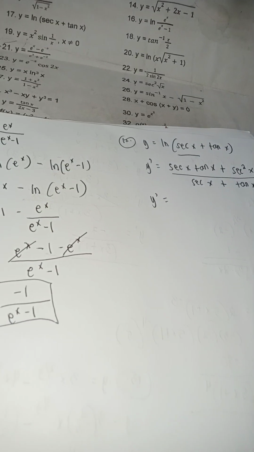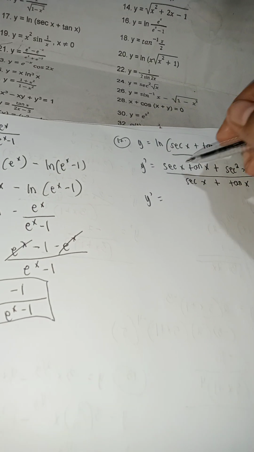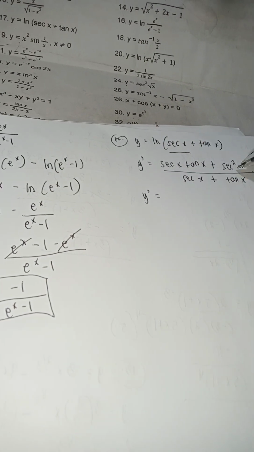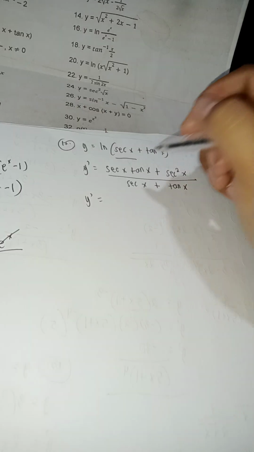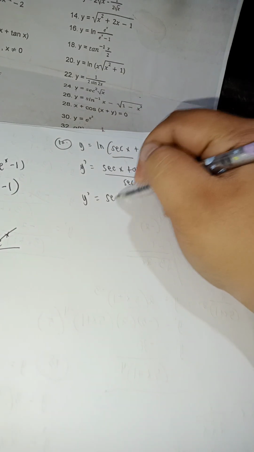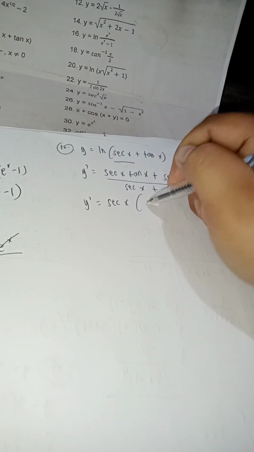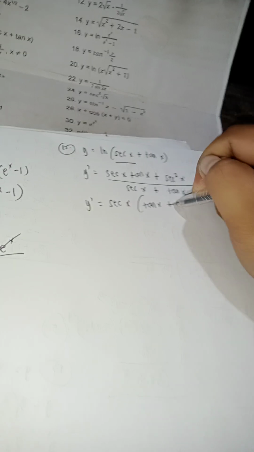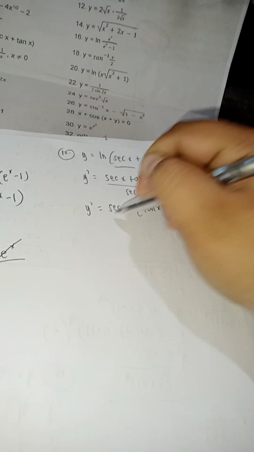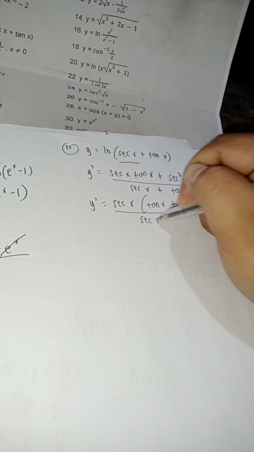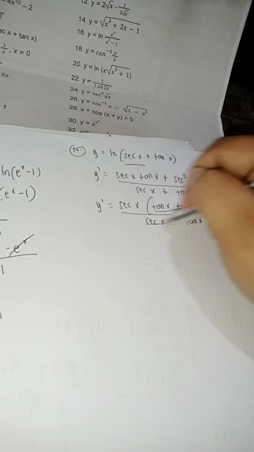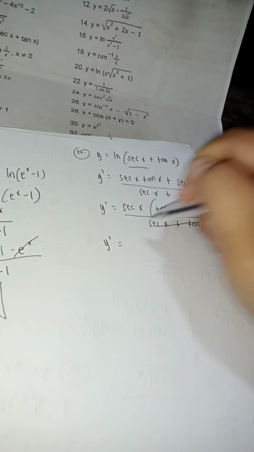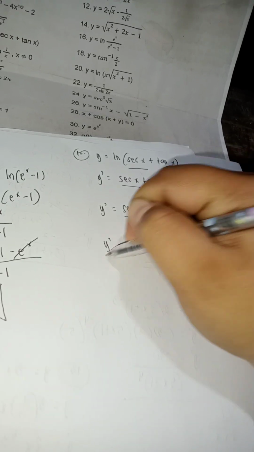Next step is we can factor it out since there is a secant x and here is secant squared x. So we factor it by secant x times tan x plus secant x over secant x plus tan x. So cancel this. Our final answer is secant x.